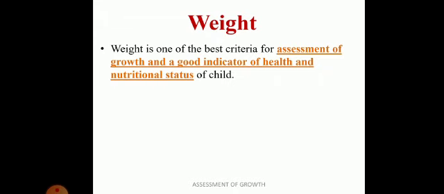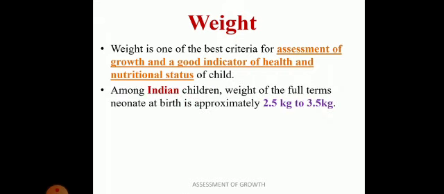If you consider any child, if the weight is good, the child is healthy. There are fewer chances that the child will have any illness. If the child has less weight, there are more chances that the child has illness. Clear? So it is the best indicator of health and nutritional status of the child. Now, what should be the birth weight? It differs from country to country, but for the Indian population, a birth weight ranging from 2.5 kg to 3.5 kg is considered normal.